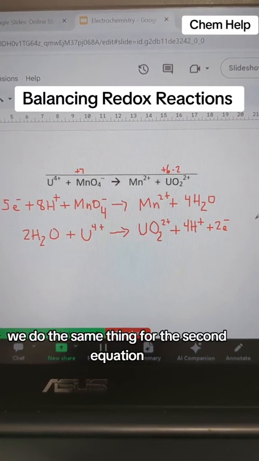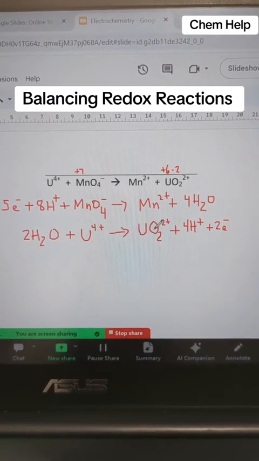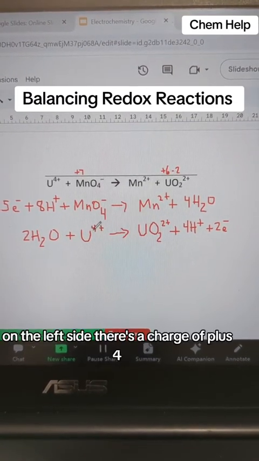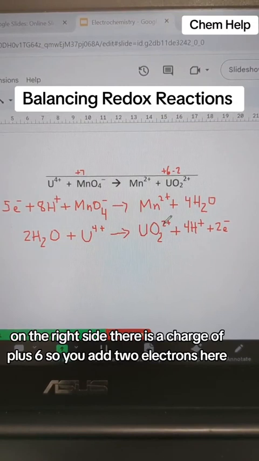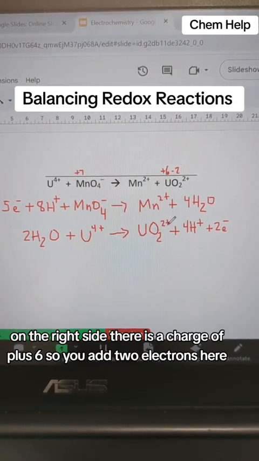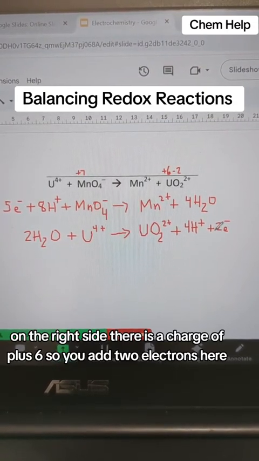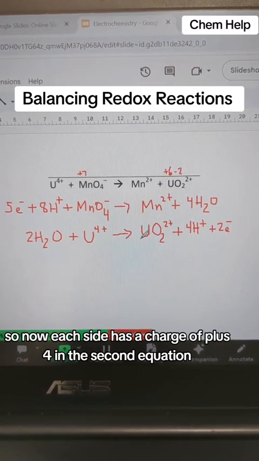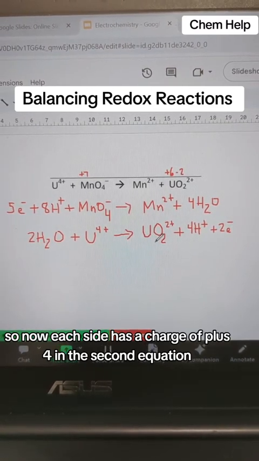We do the same thing for the second equation. On the left side there's a charge of plus 4. On the right side there is a charge of plus 6. So you add 2 electrons here. So now each side has a charge of plus 4 in the second equation.